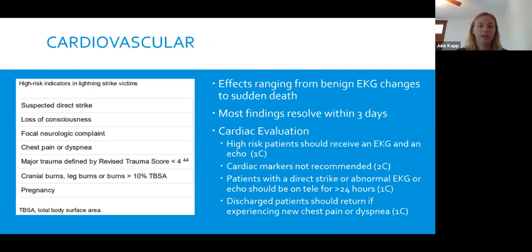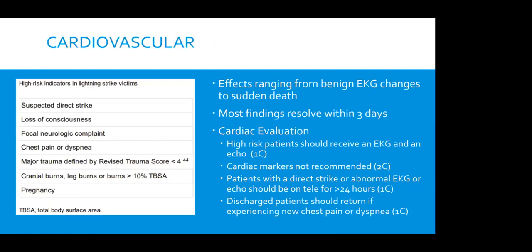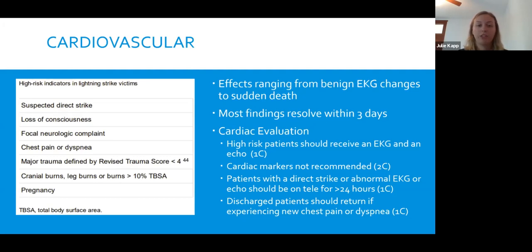Now moving on to the cardiovascular system. Effects can range a lot from benign EKG changes to sudden death. Cardiovascular collapse is more common with direct strikes, while transient EKG changes are more common with contact or ground current strikes. Some initial cardiovascular effects can include ST elevation, prolonged QT interval, cardiomyopathy, AFib, and elevated cardiac markers. Usually these initial findings resolve within 3 days.